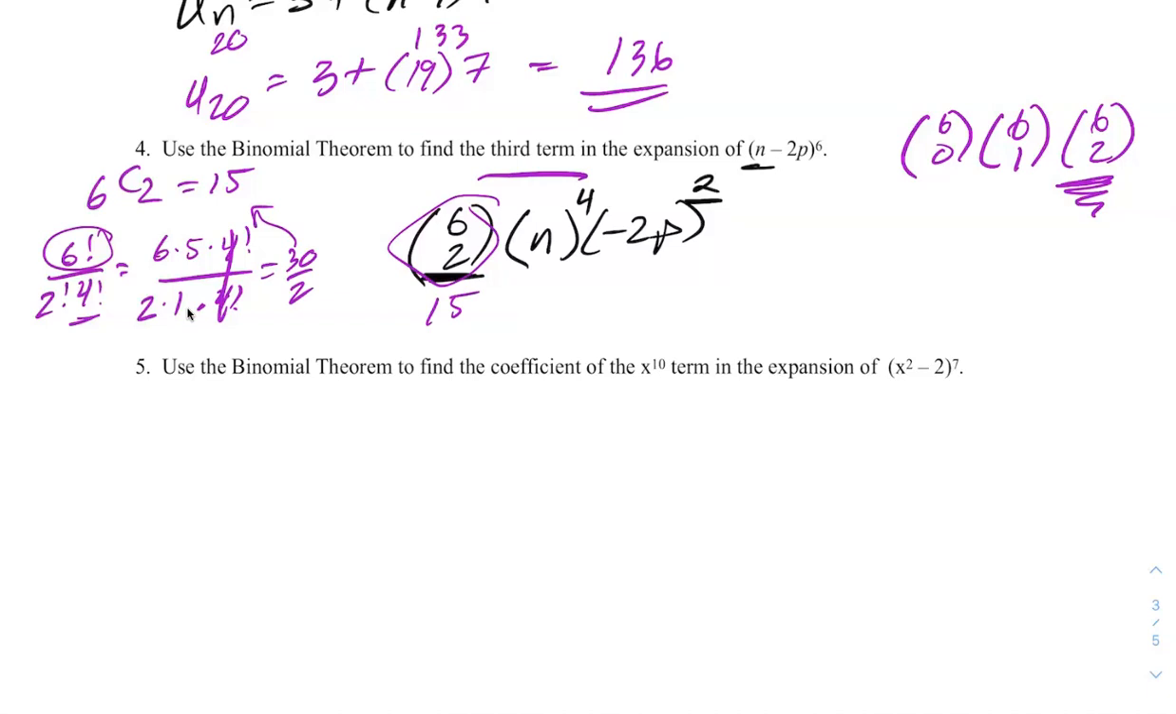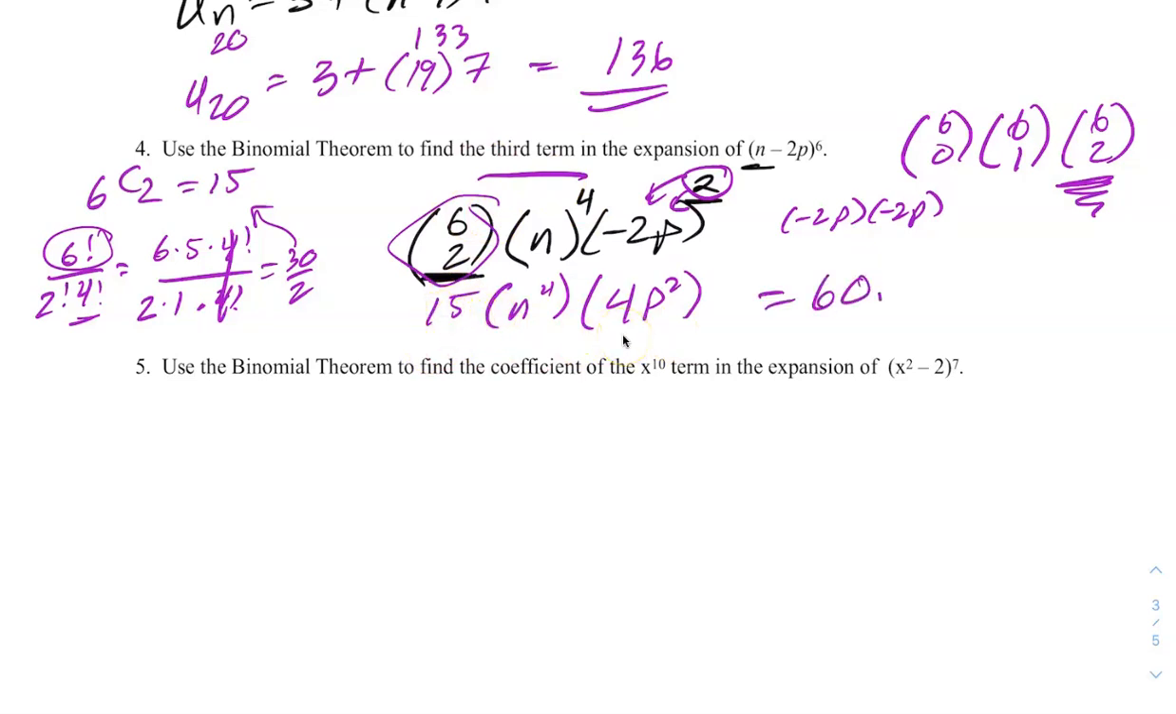So you can do it by hand, use the calculator, or use Pascal's triangle. The rest we just simplify. n to the 4th is n to the 4th. Negative 2p squared: now this 2 goes with both of them. Very important, right? It's negative 2p times negative 2p, so it's 4p squared. And then all these get multiplied. You're multiplying all of them, so I'm going to get 60n to the 4th p squared. That'll be the answer, the third term of this expansion.